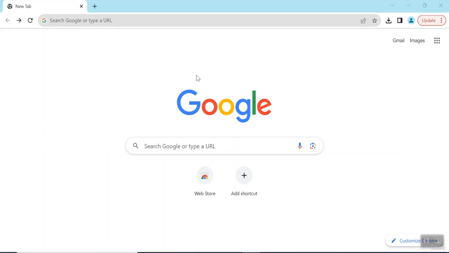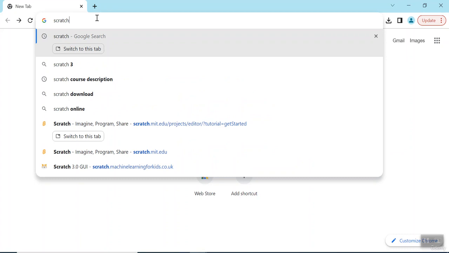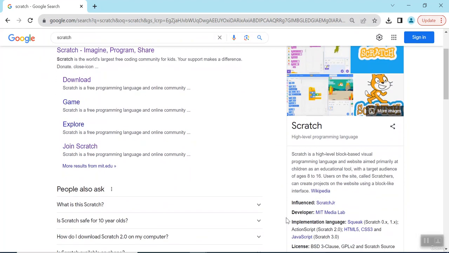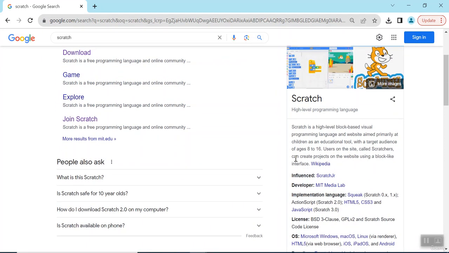So today we will discuss more about Scratch. The best way to do it is by typing Scratch in the Google search bar and pressing enter. On the left side we will find some links. The first one is the one we want, and on the right side we will find some definitions.